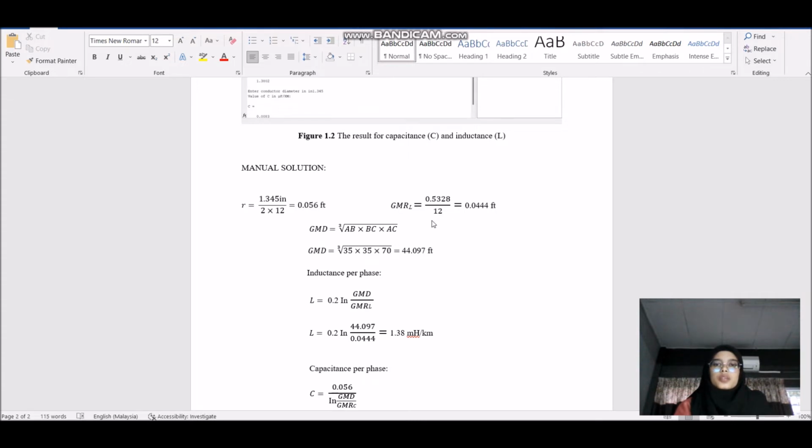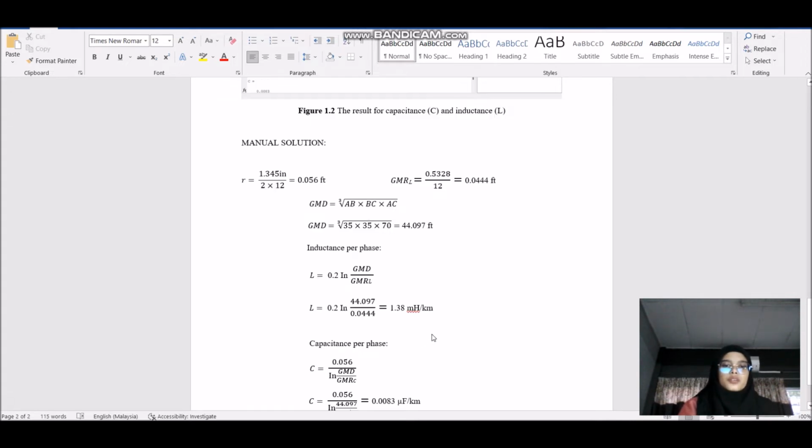For the GMRL, they also give the value, but we need to convert inch into feet, so we need to divide by 12. So the value given is 0.5328 over 12, which equals 0.044 feet. After we get the values of GMD and GMRL, we put them into the formula and we can get the answer for inductance per phase. The value of inductance per phase is 1.38 millihenry per kilometer.